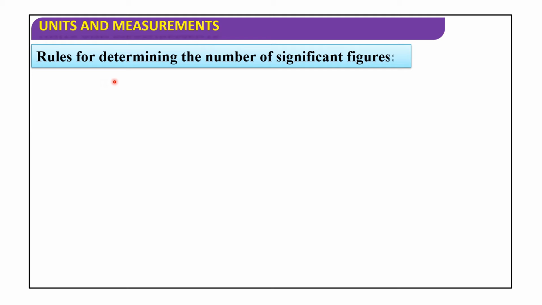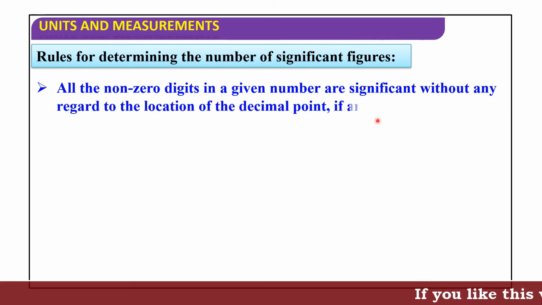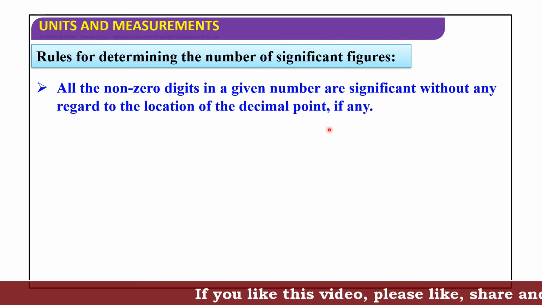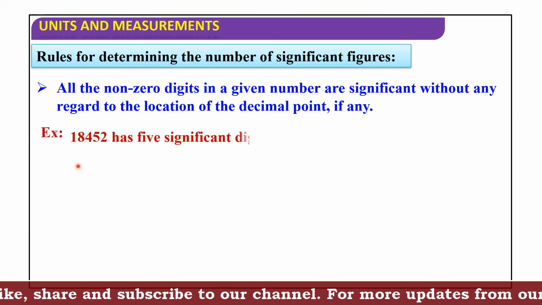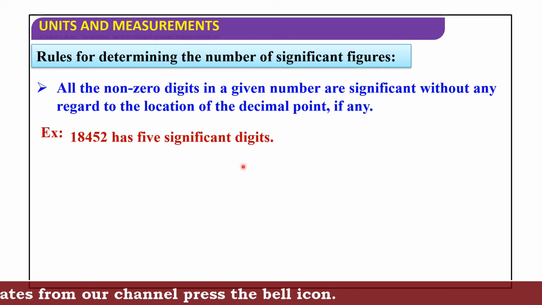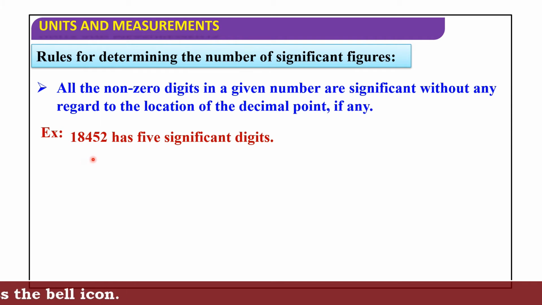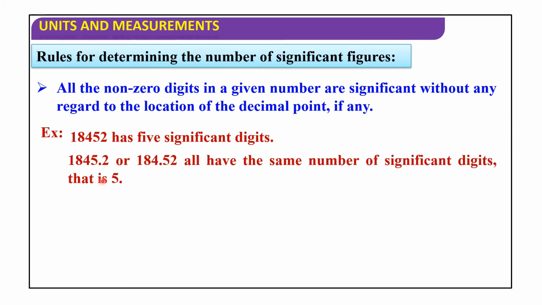Now, we will discuss rules for determining the number of significant figures. All the non-zero digits in a given number are significant without any regard to the location of the decimal point, if any. Let us see this example. 18,452 has 5 significant digits: 1, 8, 4, 5, 2. 1845.2 or 184.52 all have the same number of significant digits, that is 5.